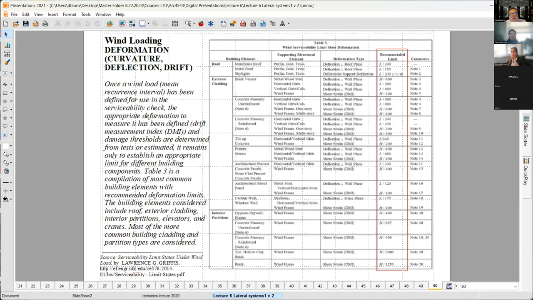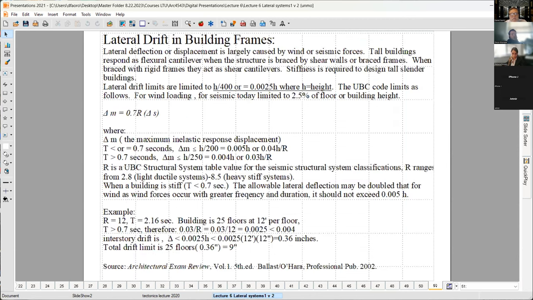They might be thinking about where the drift limit is applied to individual components and cladding. And the more brittle they are, the smaller the drift limit they're going to have. The more flexible they are, generally they'll have a larger drift limit. So lateral deflection is displacements largely caused by these wind or seismic forces.